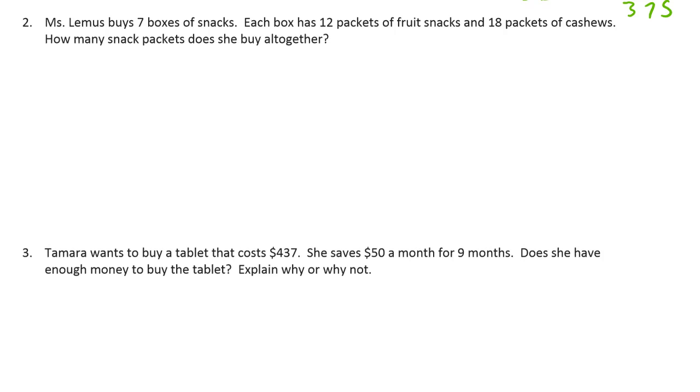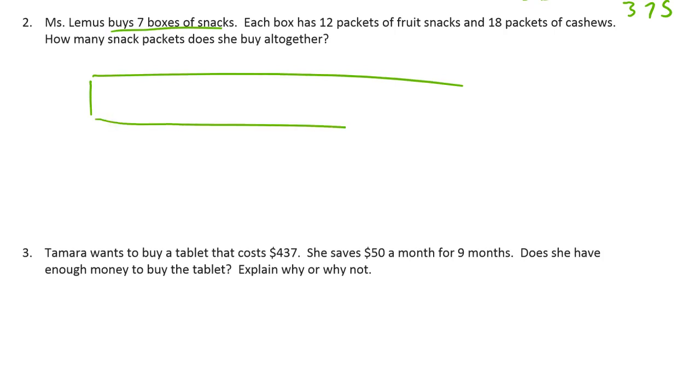Miss Lemus buys 7 boxes of snacks. Each box has 12 packets of fruit snacks and 18 packets of cashews. How many snack packets does she buy altogether? Well, she buys 7 boxes of snacks. So right away, here's her piece of tape with 7 boxes in it. 1, 2, 3, 4, 5, 6. And this is 1 snack box.